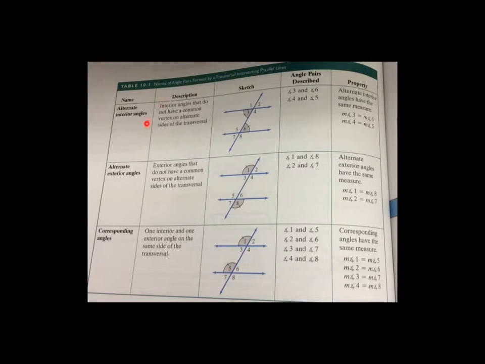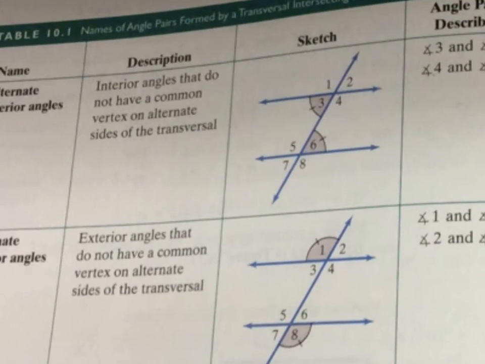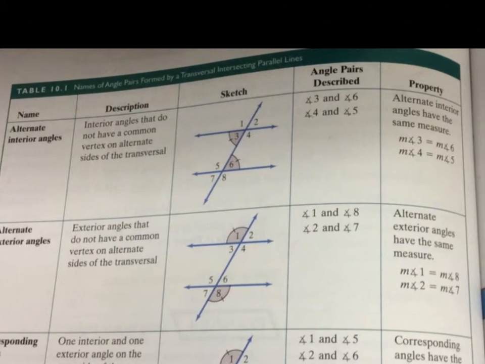So one of the first ones is called alternate interior angles. We have alternate exterior, exterior meaning outside, interior meaning inside, and then corresponding angles. So notice the first description. Interior angles that do not have a common vertex on alternate sides of the transversal. So here are four angles.